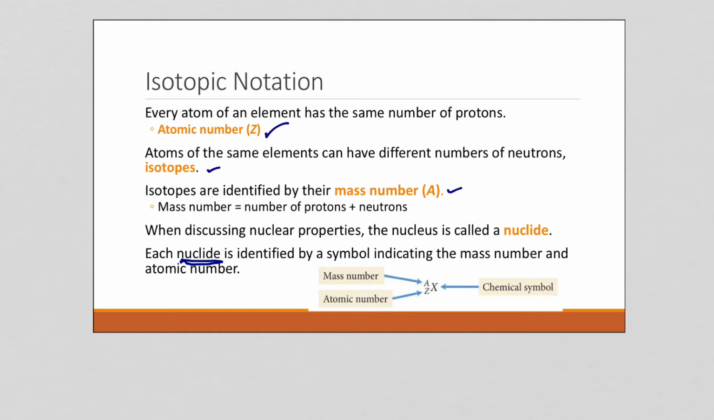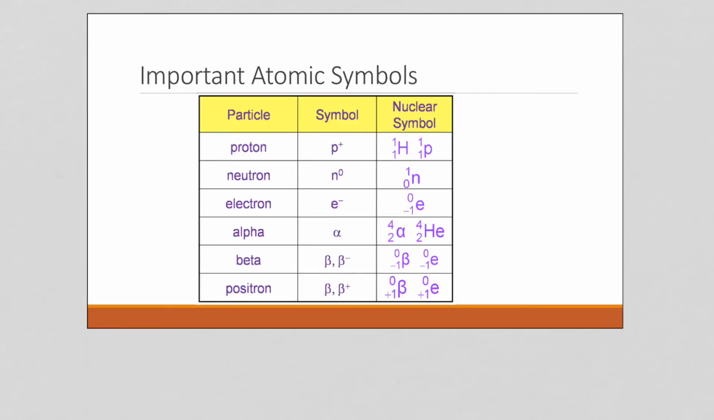Or nuclei. Now, we have ways to symbolize this, and this is a review. We've seen this before, but typically we will write out the chemical symbol for that element, and on the left-hand side, the superscript will represent the mass number, and the subscript will represent the atomic number of that specific nuclide. Now, there are various atomic symbols that we need to become familiar with beyond the alpha, the beta, and the positron.